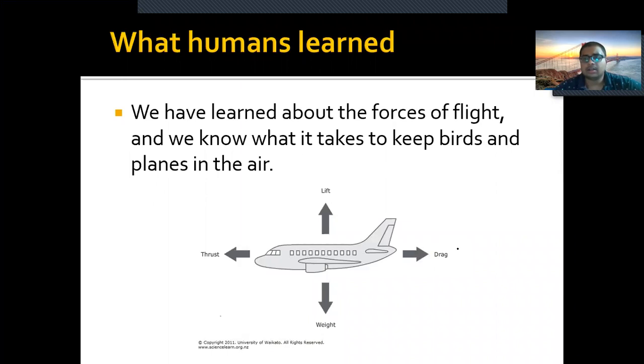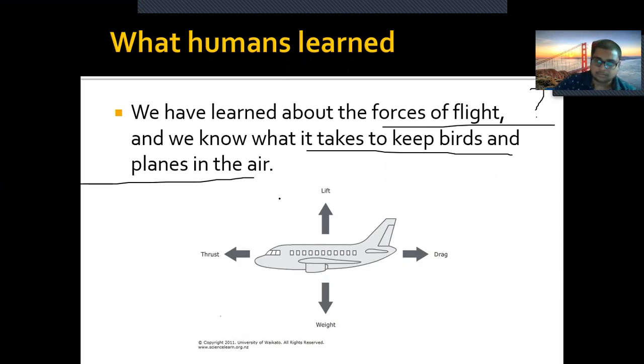But what have human beings learned? What have we learned about the forces of flight? What are the forces of flight? We know what it takes to keep birds and planes in the air. Humans researched how birds fly, and they got the answer. There is a positive force, or thrust. There is a negative force, or drag. There is an upward force called lift. There is a downward force called weight.